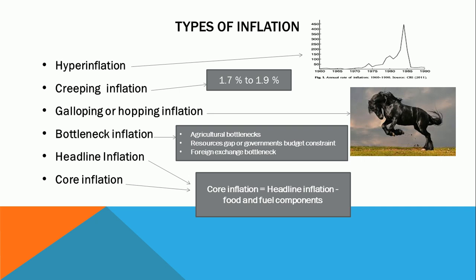Most of the volatility in prices, the sudden changes in prices, are seen in food and fuel components mostly. So when we remove food and fuel components, we see the core inflation that is there in the economy. So this is the relationship between the core and headline inflation. When you deduct food and fuel components from headline, you get core inflation.